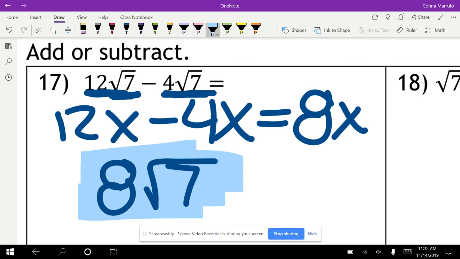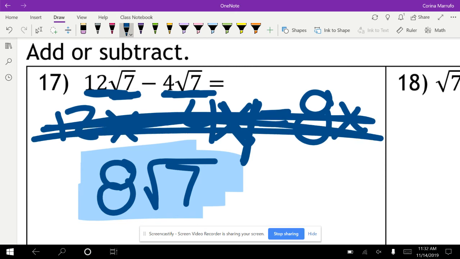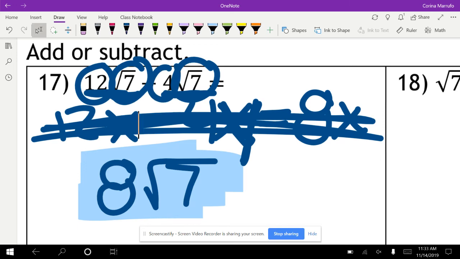Okay, so just like you have x's and y's, you can't combine an x with a y value. That's not possible. So as long as these two square roots are the same, you can add or subtract the numbers that are in the front.